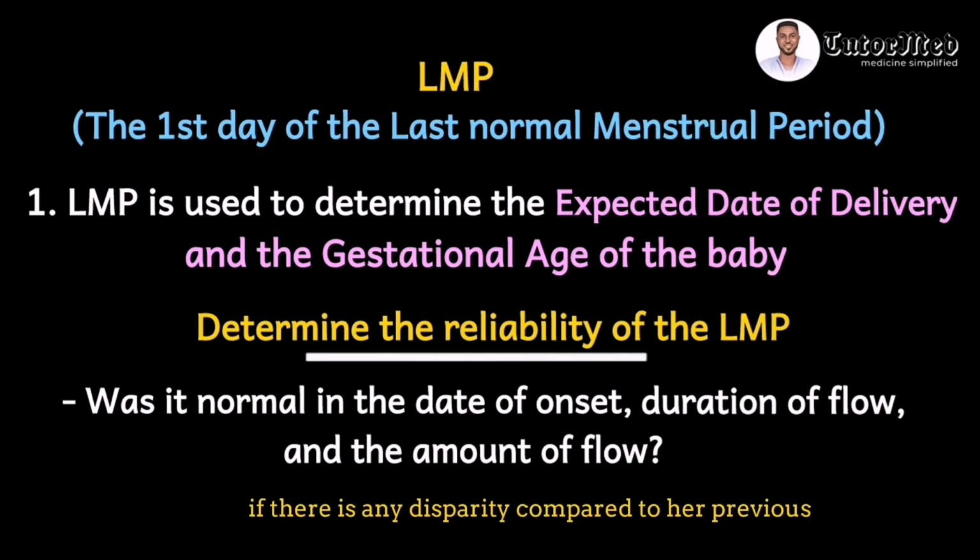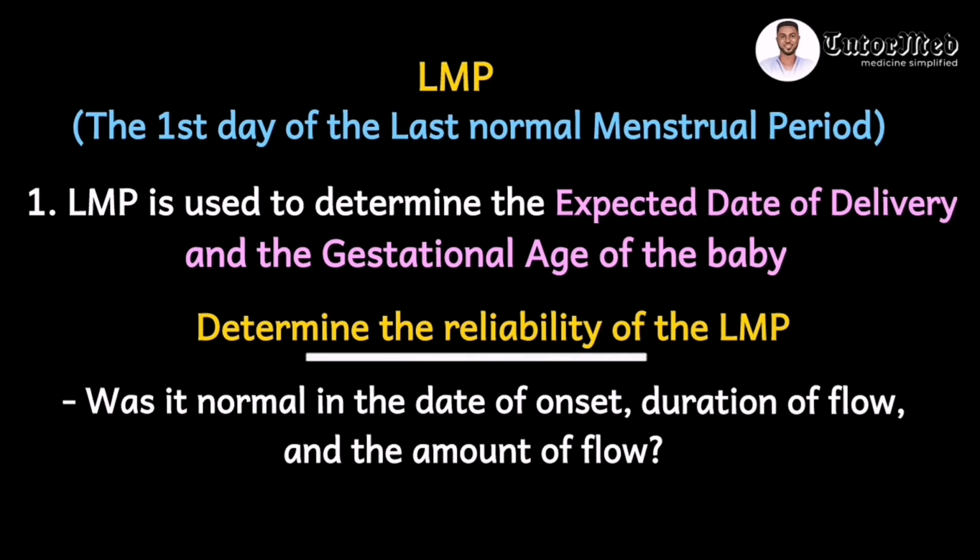If there is any disparity compared to her previous menstrual periods, then this LMP is likely not to be her last normal menstrual period, and so is unreliable to use to determine the EDD and the gestational age of the baby. There are other questions to ask, which we'll look at in subsequent slides.